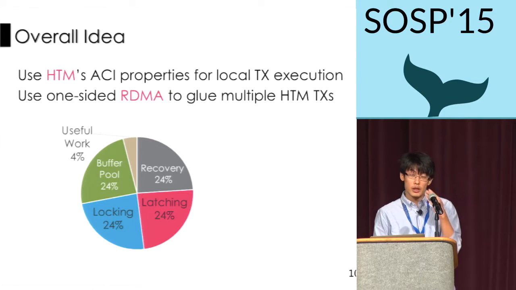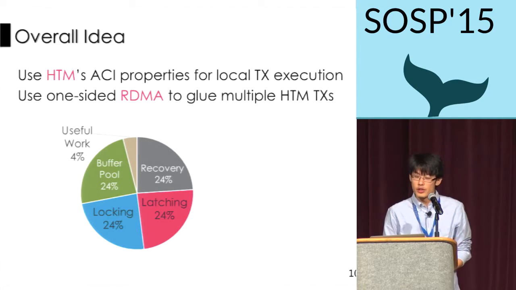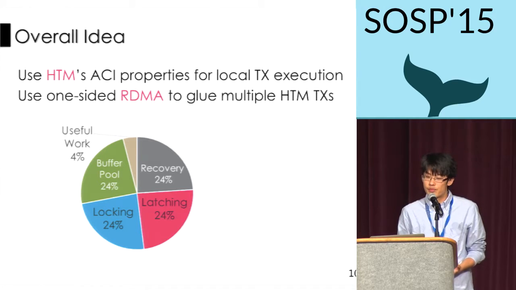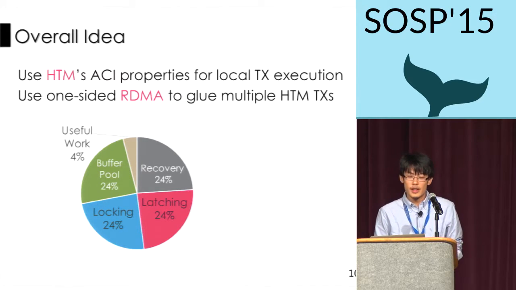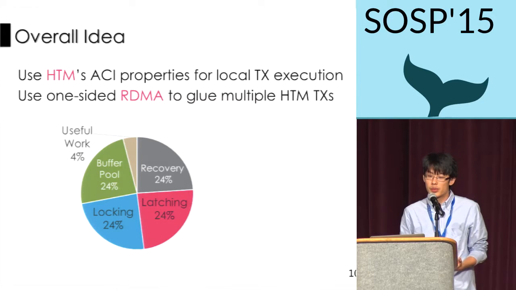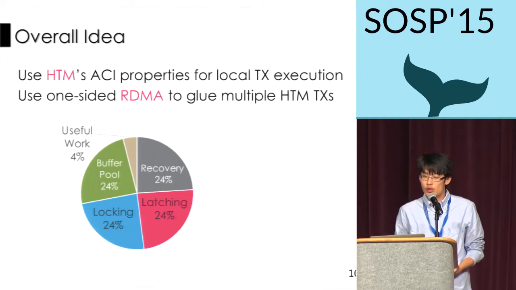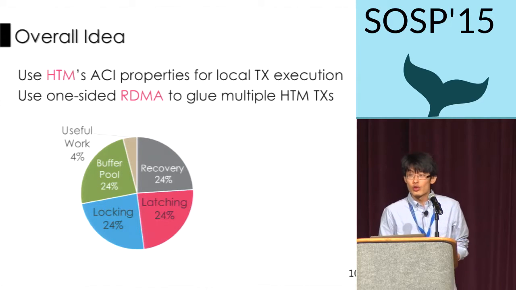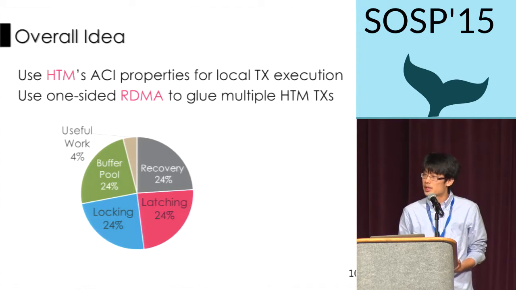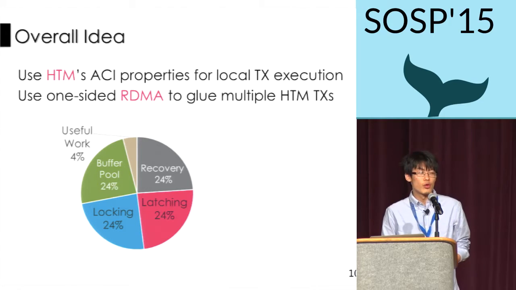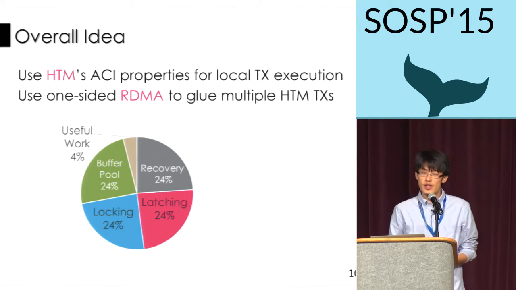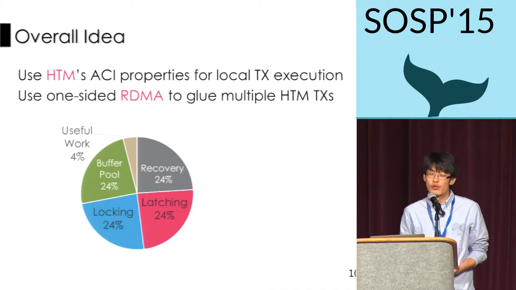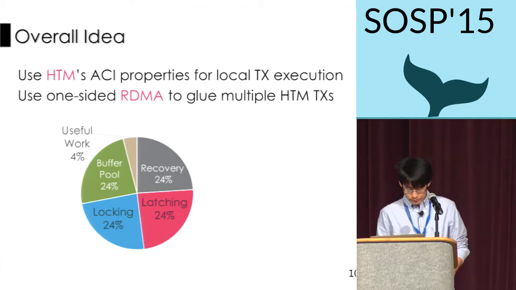Based on the above observations, our overall idea is to use HTM's ACI properties for local transaction execution. And we further use one-sided RDMA operations to group multiple HTM transactions together to support distributed transactions. By this means, a local transaction can directly leverage HTM for concurrency control at very low cost, and a distributed transaction can leverage both HTM and RDMA.